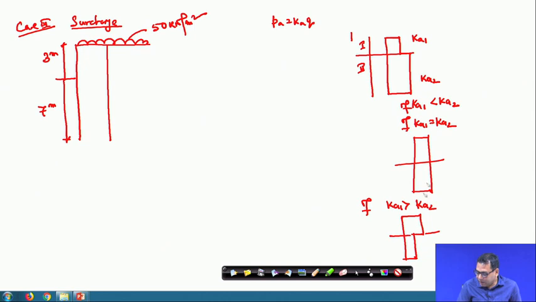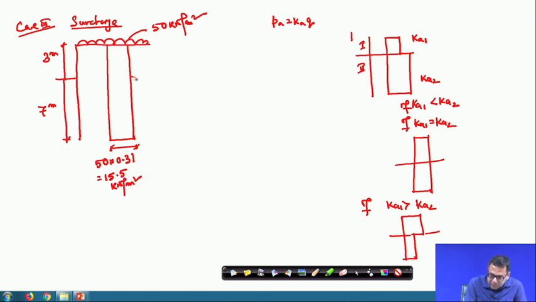But in our case Ka1 is equal to Ka2, because K is not changing. So, I can write a uniform surcharge that will act throughout this depth, and that value will be equal to 50 into 0.31, that is 15.5 kilonewton per meter square.